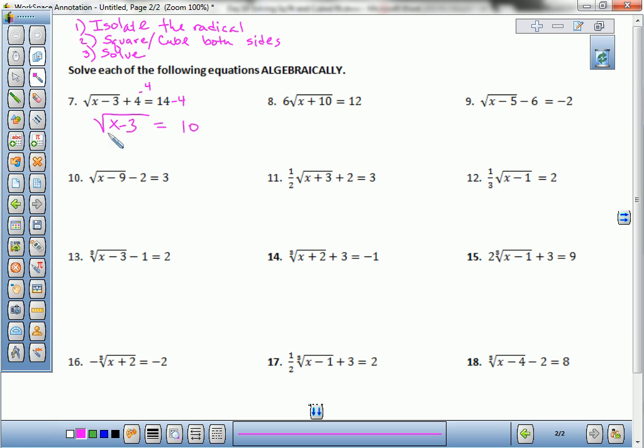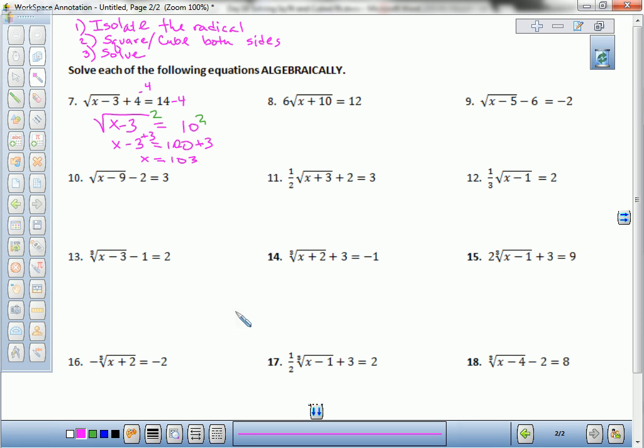All right, so how do we undo a square root? Square both sides. That's right. So here we get x minus 3 equals 100. And then we just add 3 to both sides and we're all done. So x equals 103. After you get it by itself, you don't have to set it equal to negatives. These are easier.